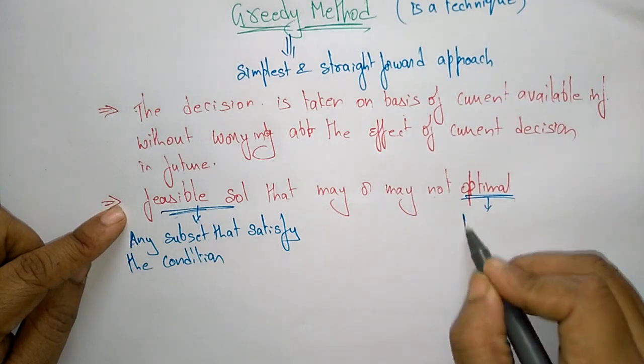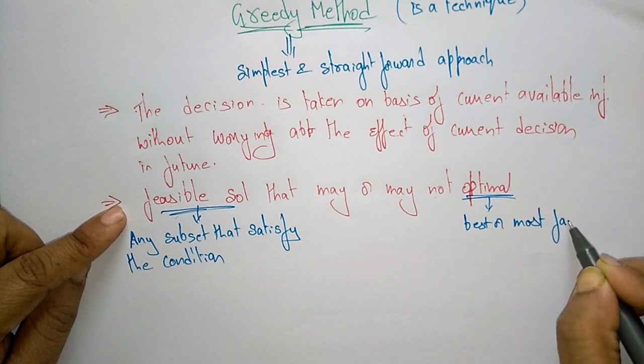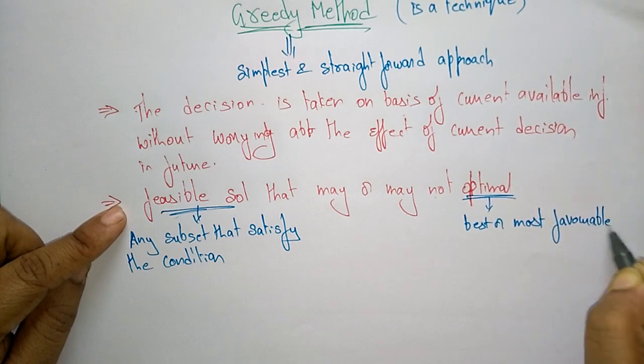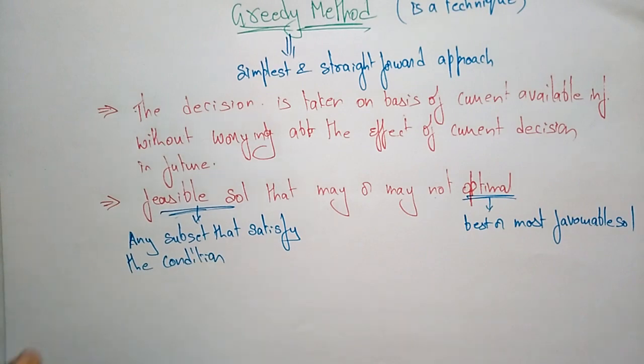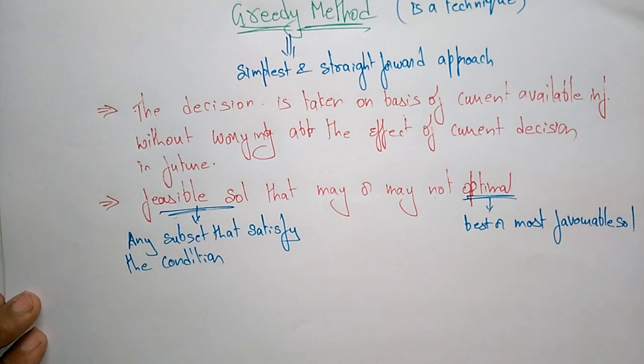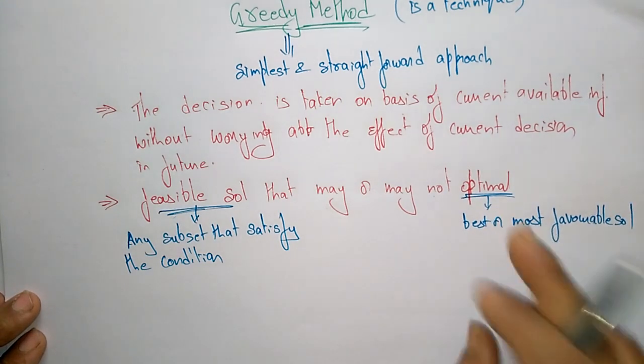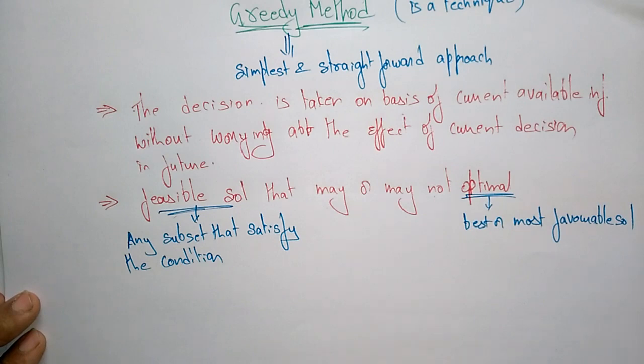Optimal is nothing but the best or most favorable solution. In a feasible solution, if any subset satisfies the condition, you can take any one. If all the solutions satisfy it, you just take any one of them. But in optimal, it takes only the best and most favorable solution with respect to the objective function. It is just like a feasible solution, but where the objective function reaches its maximum or minimum value, then you call it an optimal solution.